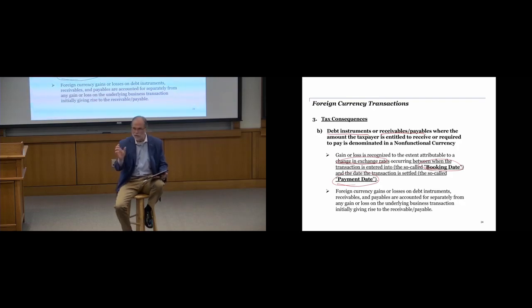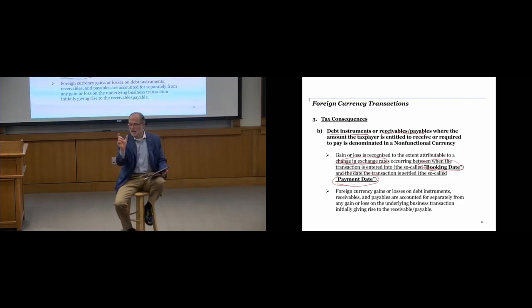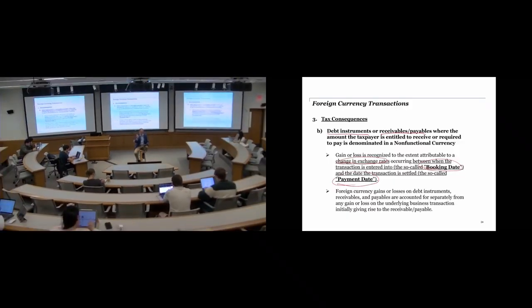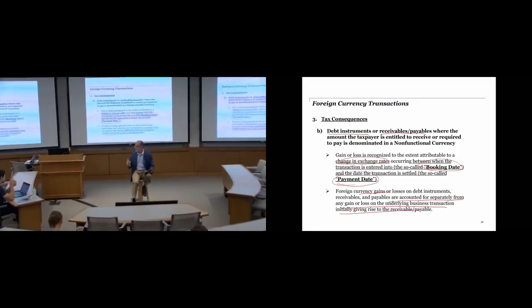So, to the extent the amount I receive or the amount I'm required to pay differs between when I book the transaction and when I settle the transaction or pay the transaction, then I have economically gain or loss. That's going to be my 988 gain or loss. So, foreign currency gains and losses on debt instruments, this is important, are accounted for separately from any gain or loss or income or expense under the underlying business transaction that initially gives rise to the receivable or debt.